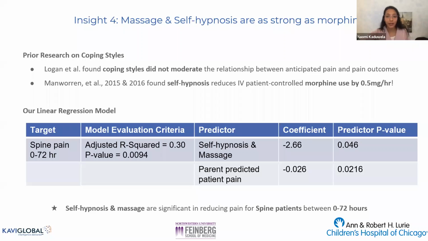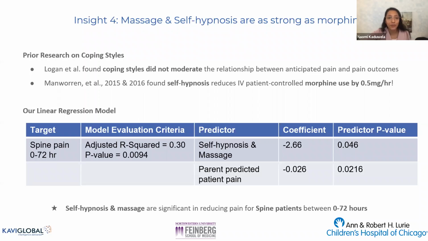So here we ran a quick linear regression to see if we could predict the spine pain in the 0 to 72 hours window. And we did find some predictors significant here. So the way that linear regression is typically evaluated is by looking at the R-squared here, and of course the p-value to determine the statistical significance.